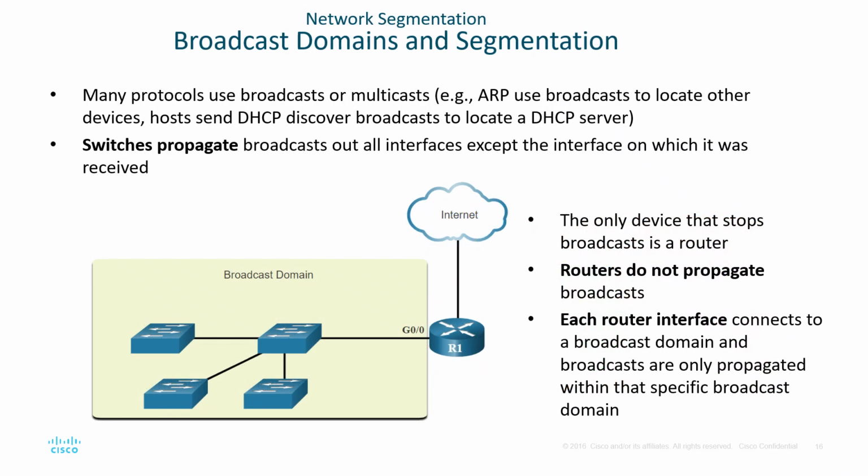Now, broadcast domains and segmentation. Many protocols use broadcast or multicast. As an example, we just learned about Address Resolution Protocol, which does use broadcasting to locate other devices. Hosts also send DHCP Discover broadcast to locate a DHCP server. Switches will propagate broadcasts out all interfaces except the interface on which it was received. So in a local area network scenario, broadcasting can be very detrimental.